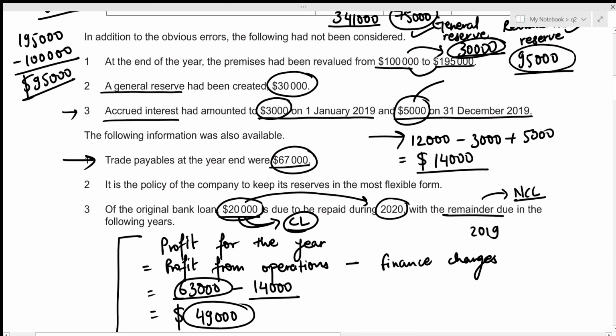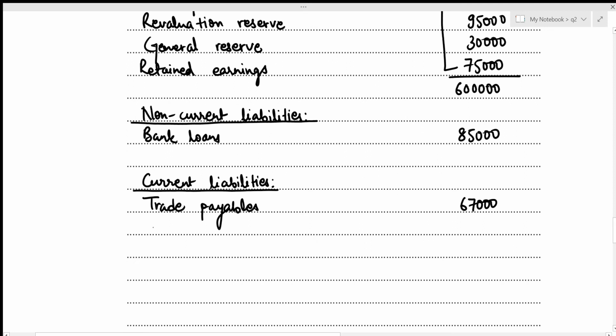Let's have a look above. Then this 20,000 of the bank loan is a current liability now. So let's record it as well. That's bank loan of 20,000.